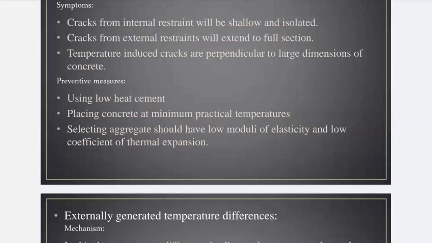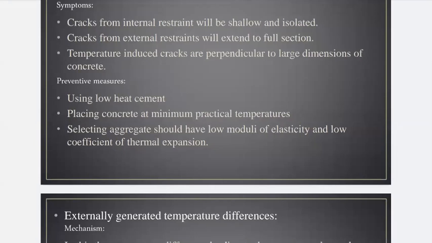If summer is there, the water will become hot. So the continuous environmental changes of that water pressure can continuously heat one portion of your concrete dam. So you should construct your dam by using a low heat cement. Remember this point? Okay. The placing of concrete at a minimum practical temperature.